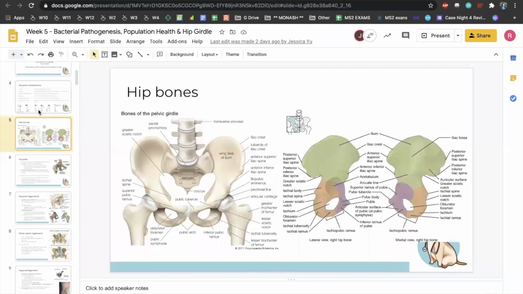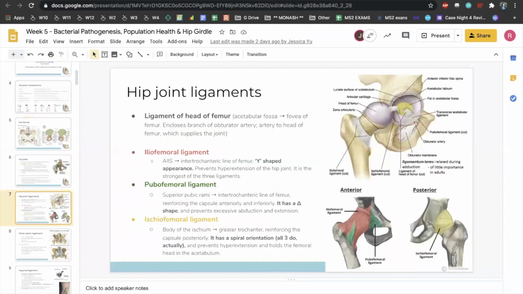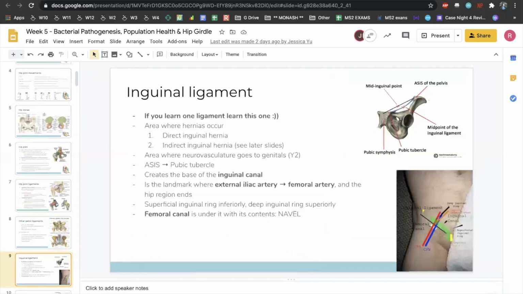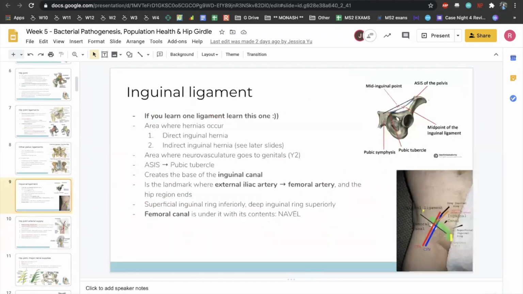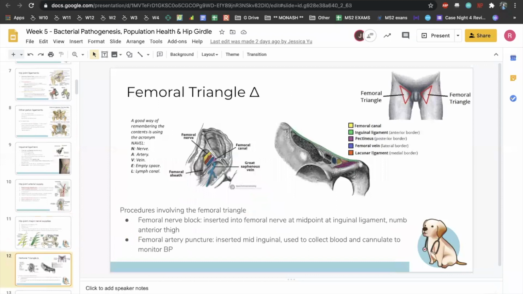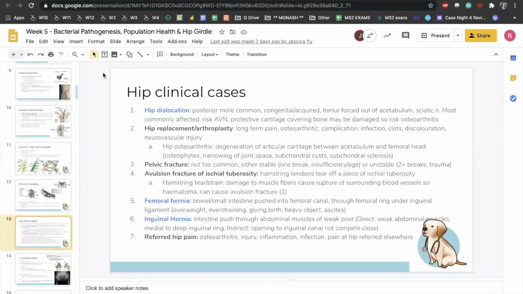We're going to look at some clinical stuff. So these are this week's slides. I'm not going to go over it because you can just read it yourself. Probably look over hip joint ligaments. This is pretty important, but we won't go over it now. Oh, and the inguinal ligament too. This is important. But we are going to move on to hip clinical cases.